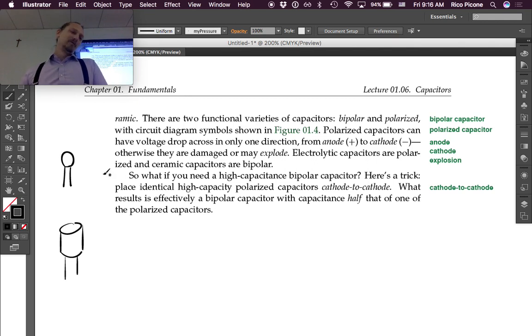So we're going to talk a little bit about polarity. There are two functional varieties. Ceramic versus electrolytic gives you an idea of the types that you can buy, but functionally, they're different. The two different types are bipolar versus polarized. Sometimes bipolar is also just called unpolarized versus polarized, with circuit diagram symbols shown in figure 1.4.